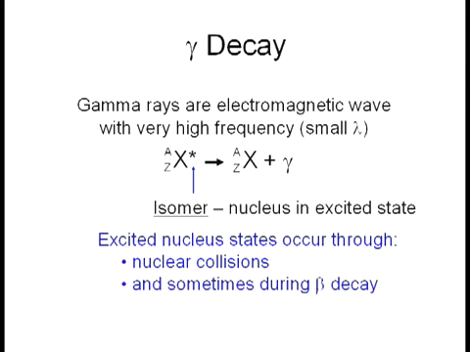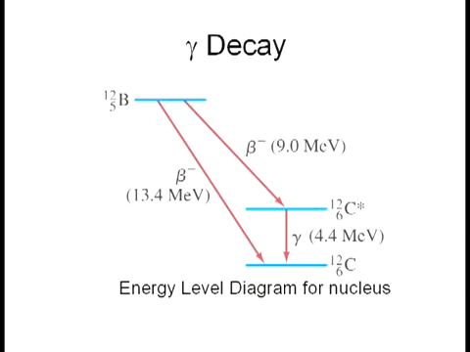Isomers can occur through several processes. If they get hit with a neutron, a nuclear collision could excite our atom, or sometimes during beta decay, it could go through an extra step and make an excited state, or the isomer. Here's a diagram I got from the book showing how a beta decay can go 2 different routes.